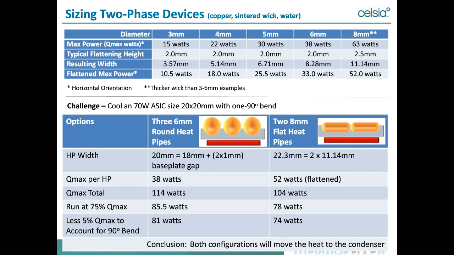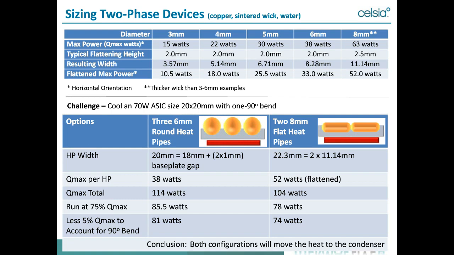If I look at the Q max per heat pipe, we're at 38 watts, times 3, so I've got 114 watts of capability. If I assume a 25% safety margin, that means I can do 85 watts, plus loss due to bending, two 45-degree bends, one 90-degree bend. So my performance for those 3 6-millimeter heat pipes is at 81 watts. So we're okay because we have a 70-watt application.